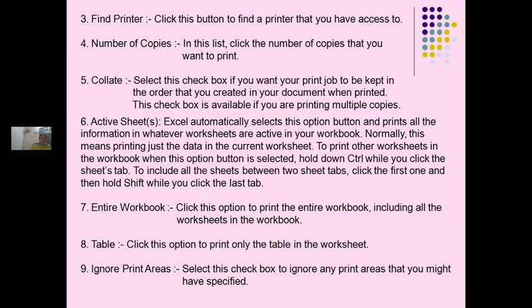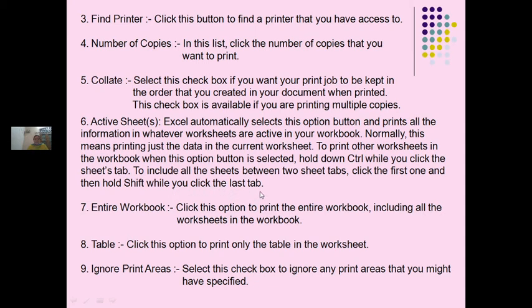Excel automatically selects this option button and prints all the information in whatever worksheets are active in your workbook. Normally this means printing just the data in the current worksheet. To print other worksheets in the workbook, when this button is selected, hold down Control while you click the sheet tabs. To include all the sheets between two sheet tabs, click the first one and then hold Shift while you click the last tab. This is how we can print.